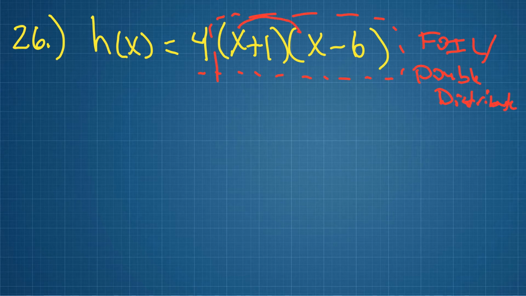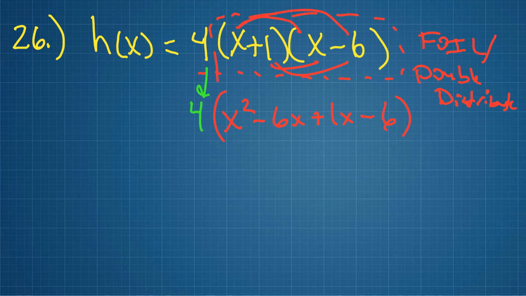So x is going to go to x and give me x squared. x is going to go to negative 6, give me negative 6x. So that's multiplying. x times x is x squared. x times negative 6 is minus 6x. All right. Now 1. 1 is going to go to x, give me 1x. 1 is going to go to negative 6 and give me minus 6. Now the 4 is just going to drop down, so I get 4 right there. And the h of x is just going to drop down.